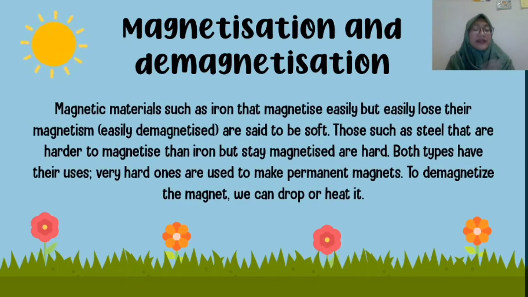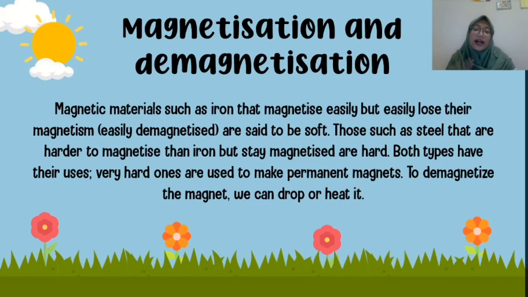And then the magnetic materials such as iron that magnetize easily but easily lose their magnetism are said to be soft. So here, magnetic materials have two different kinds, soft and hard. The soft easily loses its magnetism, and the hard is harder to lose its magnetism.